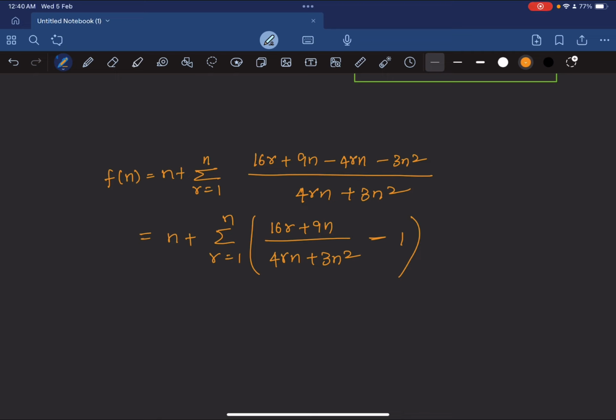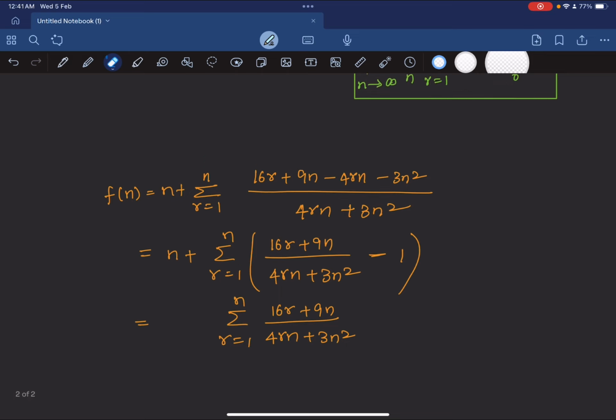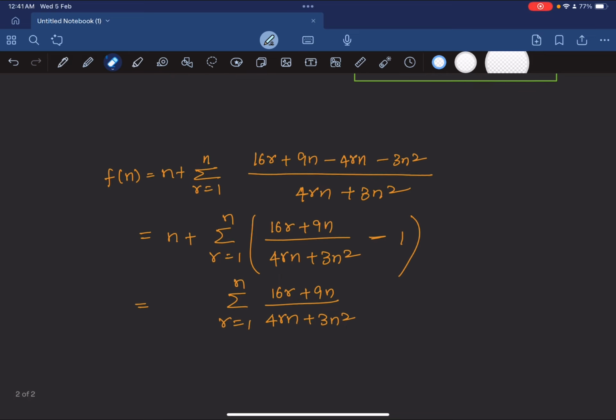All right, now this is n plus sigma r runs from 1 to n, (16r plus 9n) upon (4rn plus 3n square), minus sigma r is equal to 1 to n of 1. So what is this particular quantity? So 1 is getting repeated n times. So this is simply n. So this n and this n get cancelled. Alright. So now your f of n is simply this particular summation.